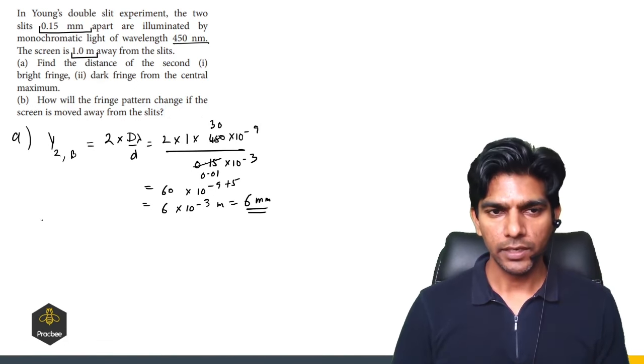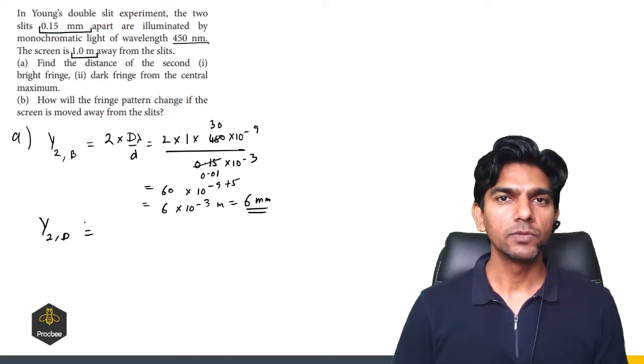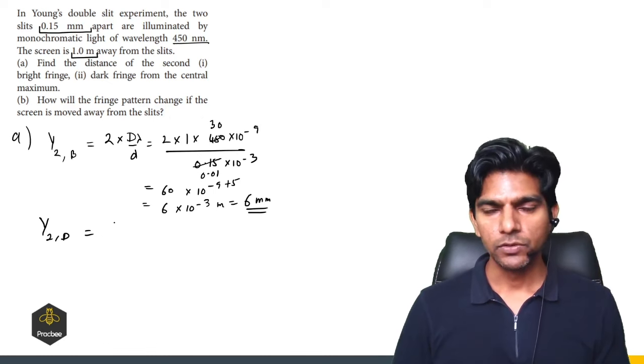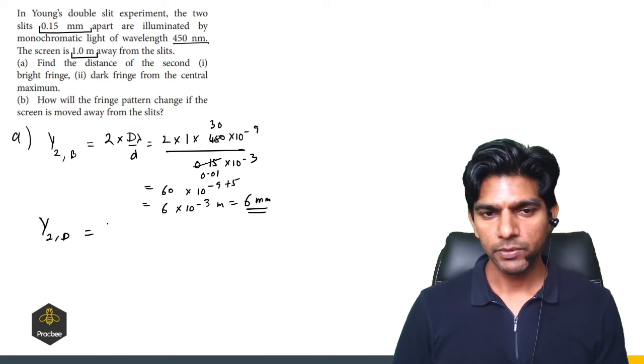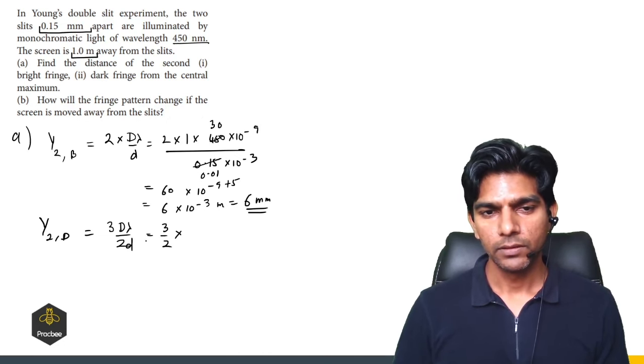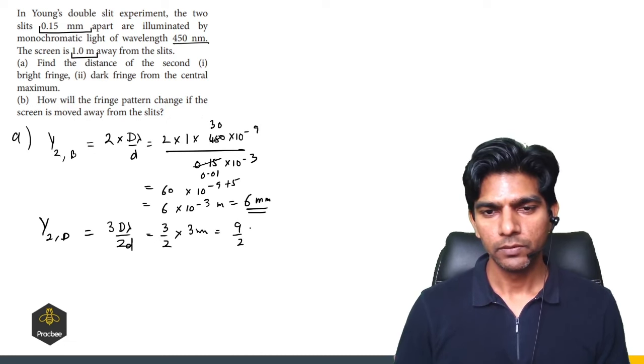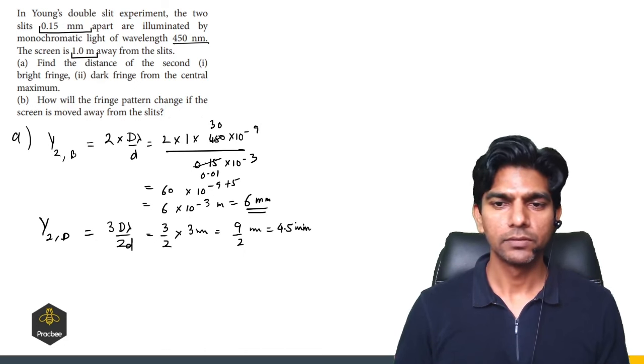Now let us see the dark position of the second dark. So the formula is (2n minus 1) times Dλ by 2d. If I substitute n as 2, that will be 3 Dλ by 2d. So 3 by 2 times Dλ by d. Dλ by d is nothing but 3 millimeters, so that will be 9 by 2 millimeters. So it will be 4.5 millimeter.